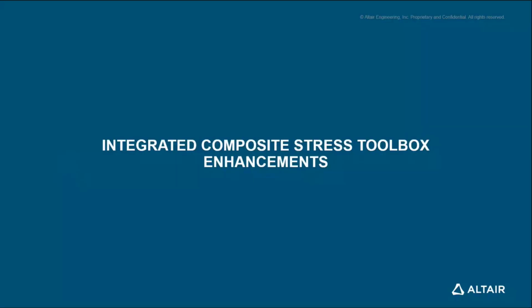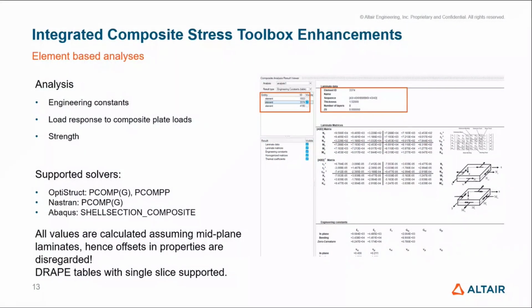Now let's continue and concentrate more on the updates themselves. The first topic here is the integrated composite stress toolbox enhancements. The first functionality that was added is the element-based analysis, which means if you're used to the composite stress toolbox and used to getting your engineering constants for materials and plies and laminates, you can now do that straight away also from an existing FE model by just selecting the elements.